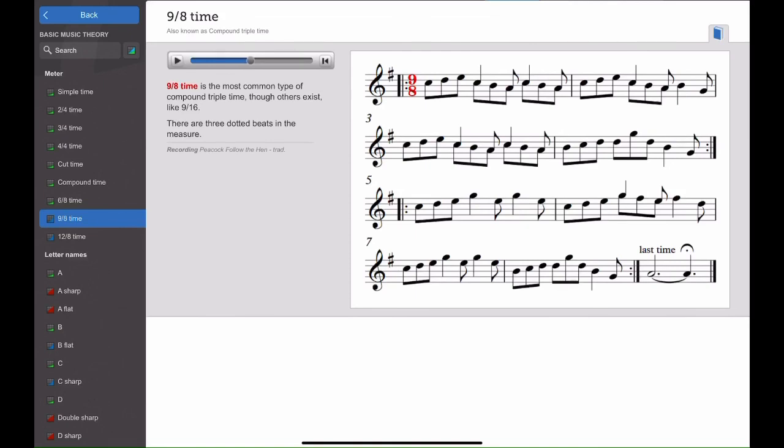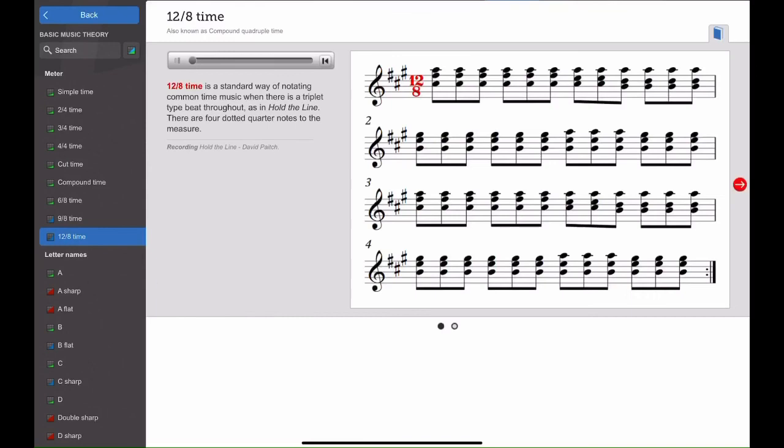As you hear, there are three groups, three dotted quarter notes. 1 2 3 1 2 3 1 2 3. Dabba dabba dabba dabba dabba dabba. Now we are going to go to 12/8.